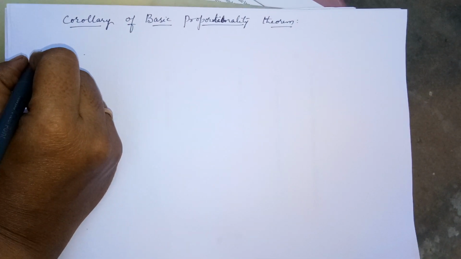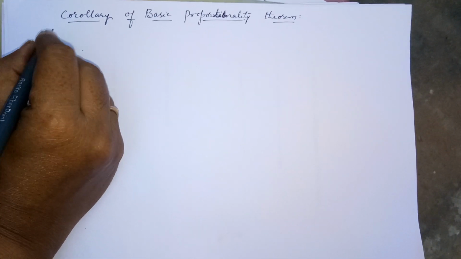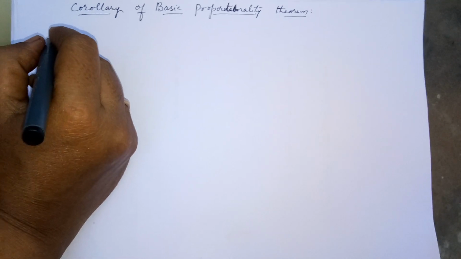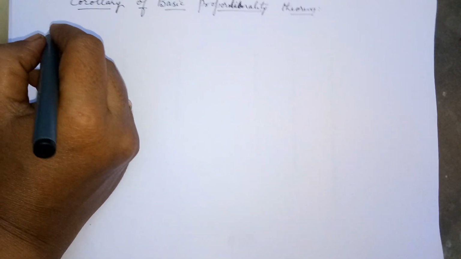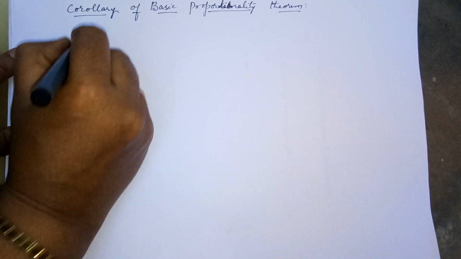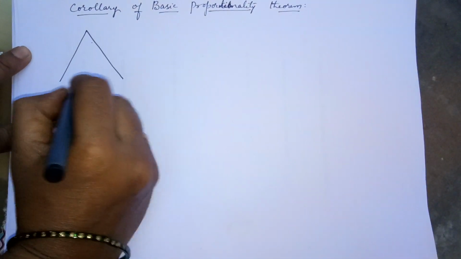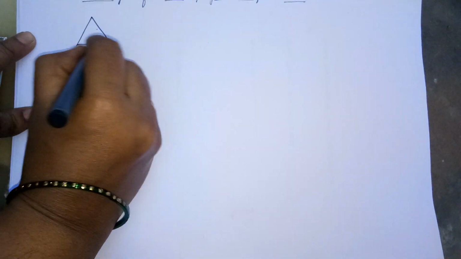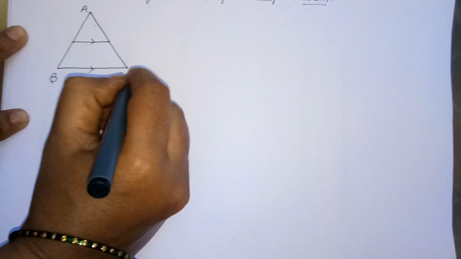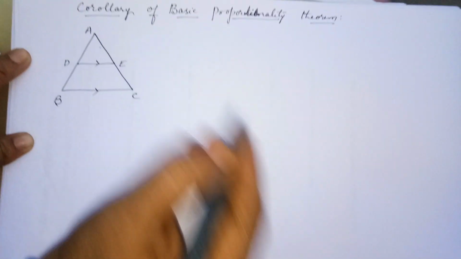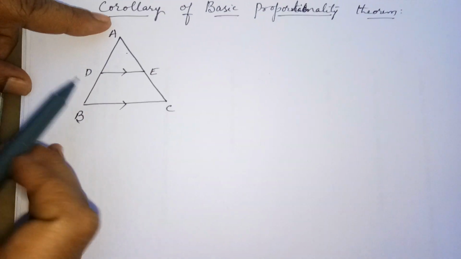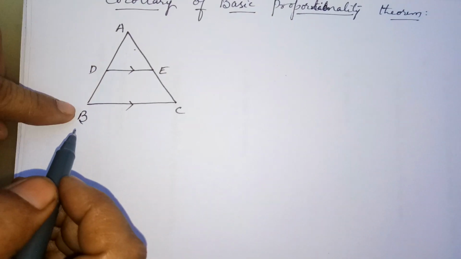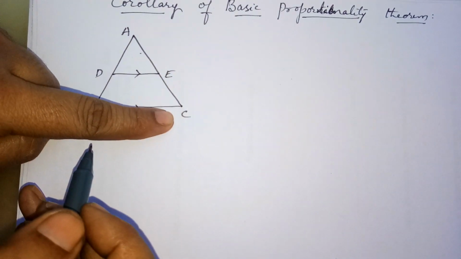Good evening, children. Today, let us discuss the corollary of the basic proportionality theorem, and then we'll solve exercise problems. As we all know, in a triangle, if a line is drawn parallel to a side of the triangle, let me name it ABC, and DE is parallel to BC. According to Thales theorem, we had written AD by BD is equal to AE by EC.